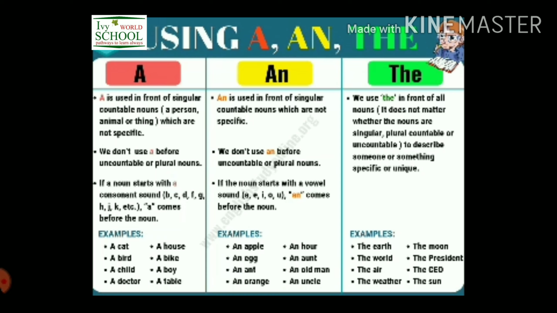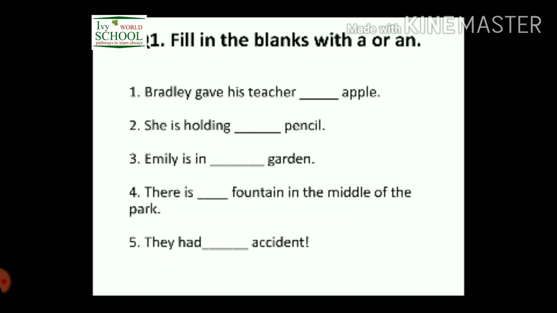Now let's have a look at today's worksheet. You have to fill in the blanks with a or an. You have to check the vowel sound and place a or an accordingly. Let's have a look at the first sentence. Bradley gave his teacher dash apple. A is a vowel sound. So, who is the friend of a vowel sound? A or an? I hope you got the answer. An apple. Likewise, you have to complete all other sentences with the correct article.